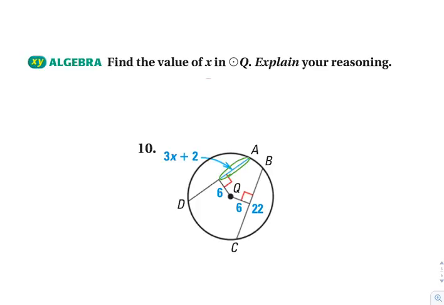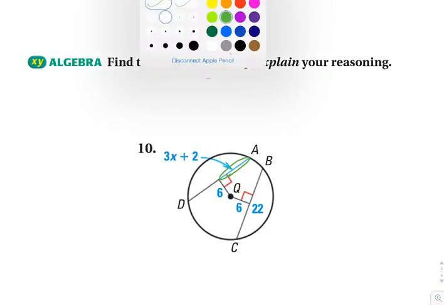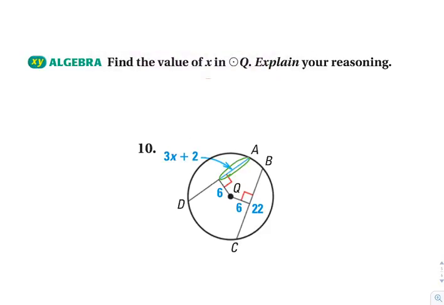One property is these two chords, AD and BC, are both a distance of 6 away from the center. So that means that this whole length up here must be 22. And so if that whole length is 22, we still don't know what to do with the 3x plus 2.